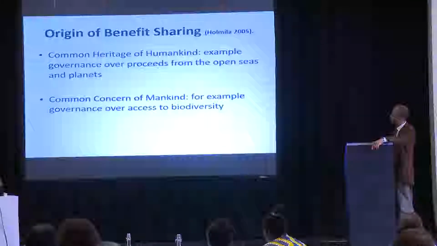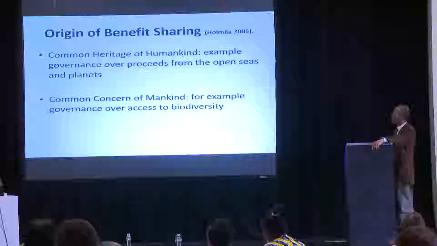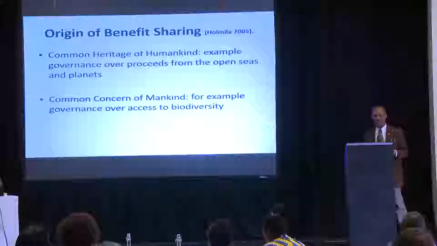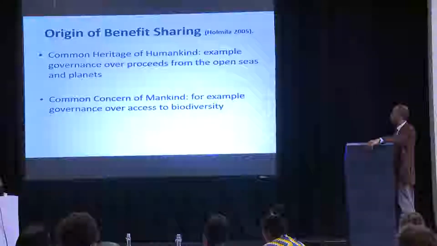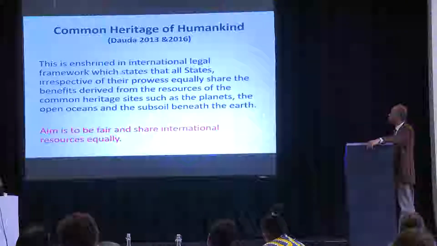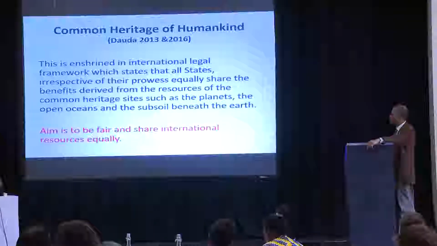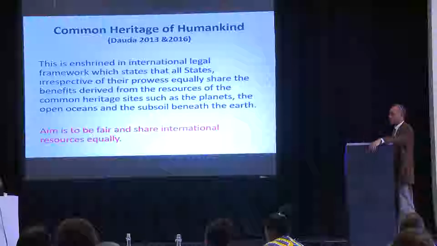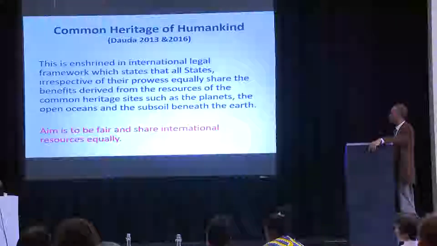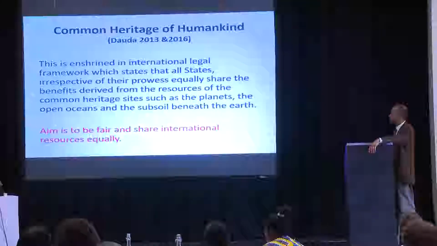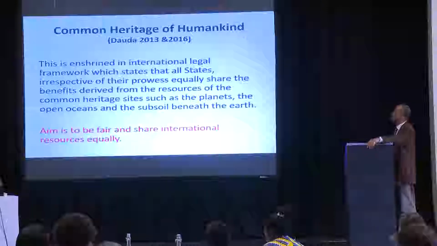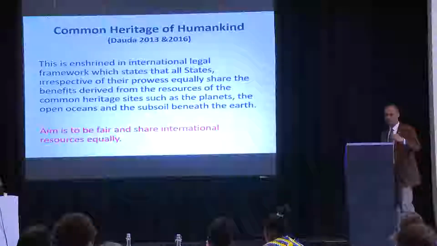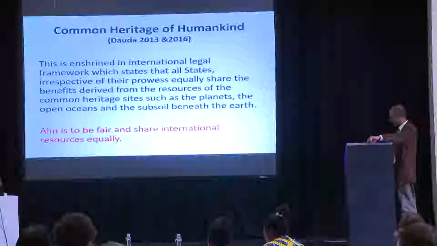And so there are two types of benefit sharing platforms. There's a common heritage. This belongs to all of humanity. And common concern of mankind is where we as humanity need to be concerned about how we share goods. And this applies particularly to biodiversity. So common heritage is enshrined in international law. And it states that irrespective of the prowess of any country, the resources that are in international regions or non-jurisdictional regions should be shared equally between all of humanity. So this aims to be fair and to share international resources equally. So if you find something in international waters, there is a law that defines how those resources will be equitably shared throughout all nations, irrespective of the prowess of the nations involved.